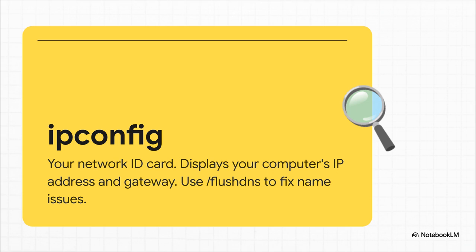Here's a huge pro tip. If you can ping an IP address like 8.8.8.8 just fine, but you can't ping google.com, the issue is probably DNS. DNS is the internet's phone book. Typing ipconfig /flushdns clears out your computer's local copy of that phone book and often fixes the problem instantly.